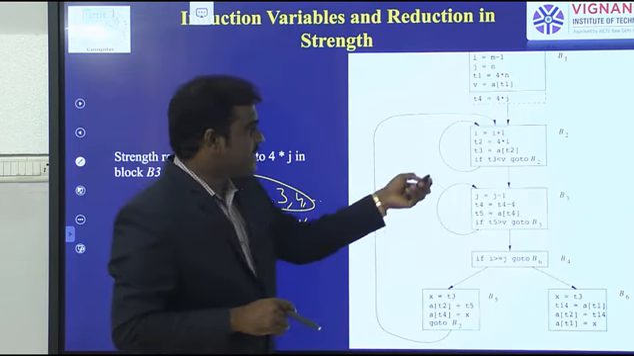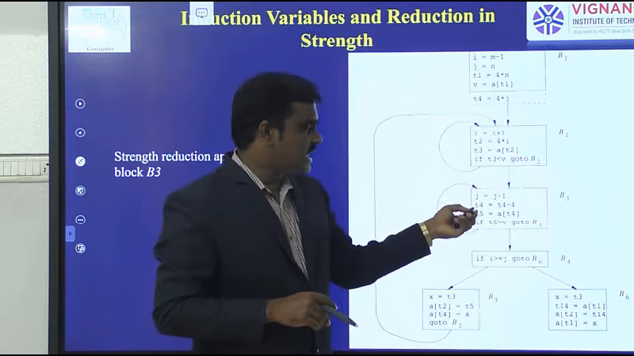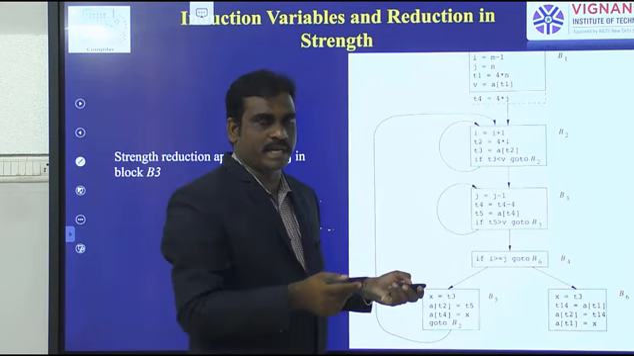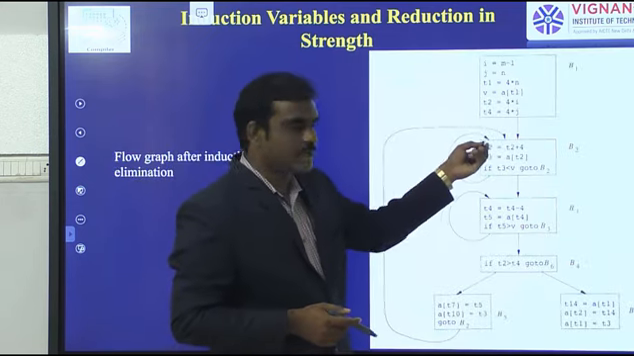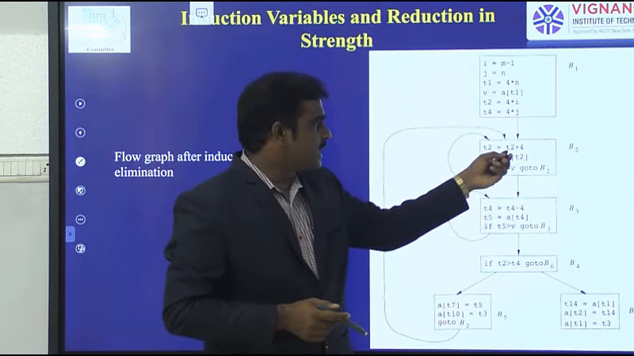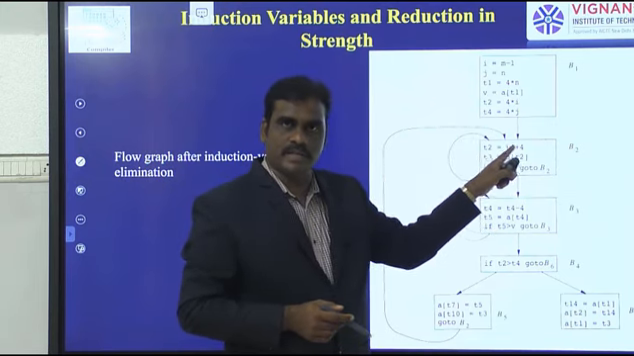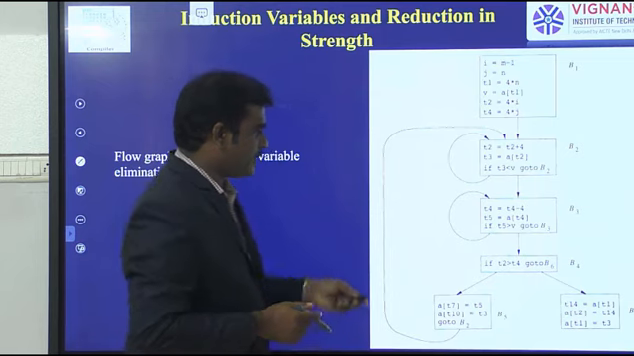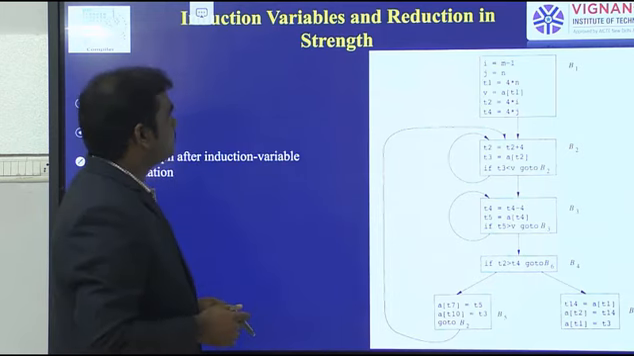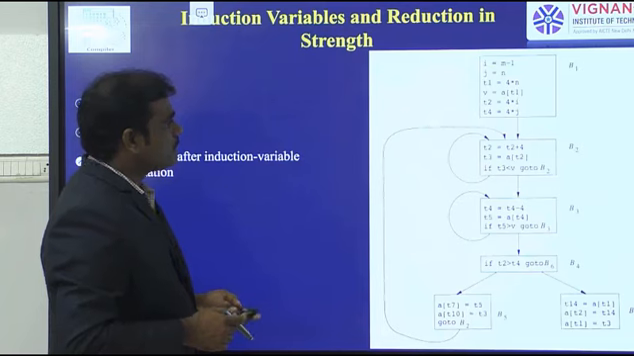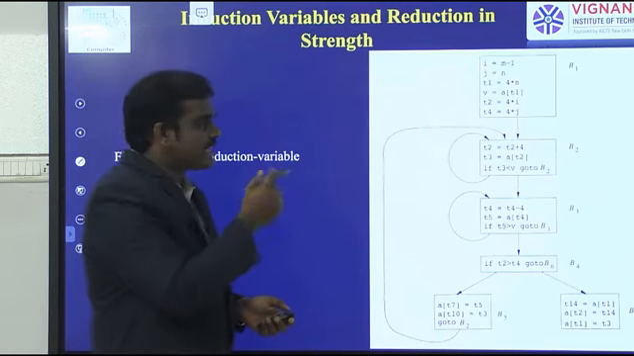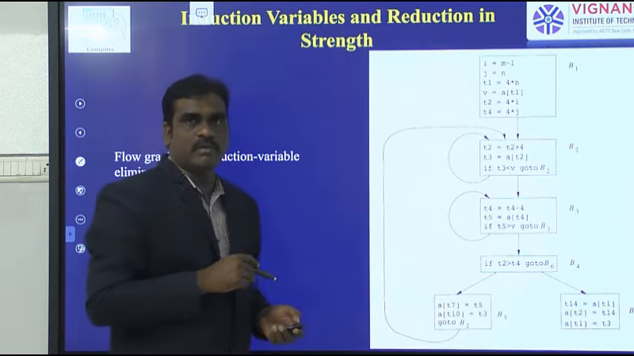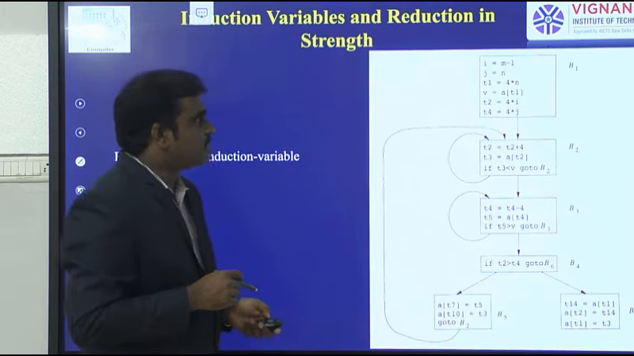Now the induction variables are I and t2, and here j and t4. And also the reduction operation: star becomes plus, or star becomes minus. Now simply we can remove the induction variables I and j. Previously it performed a star operation, now it is an addition operation. Here previously we performed a star operation, now it is a subtraction operation. And this is about the induction variables and the reduction in strength.